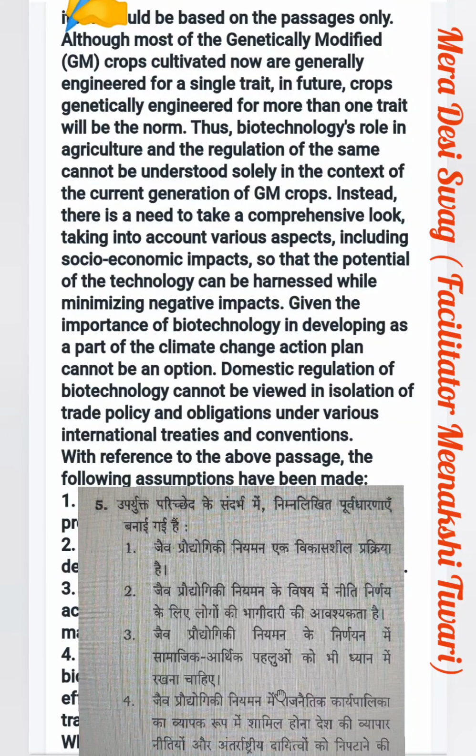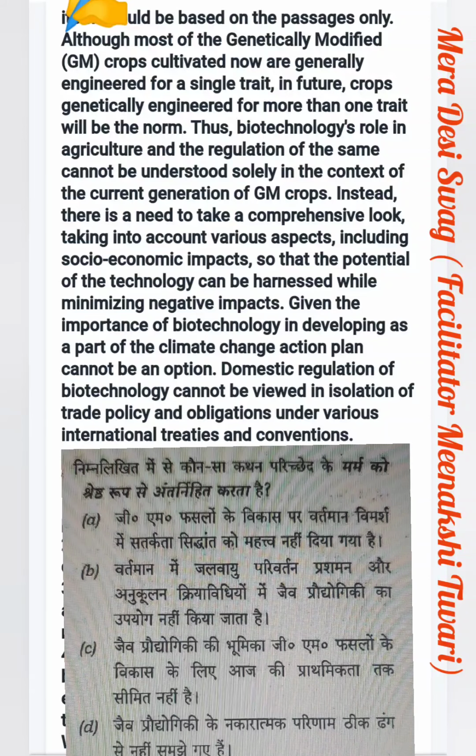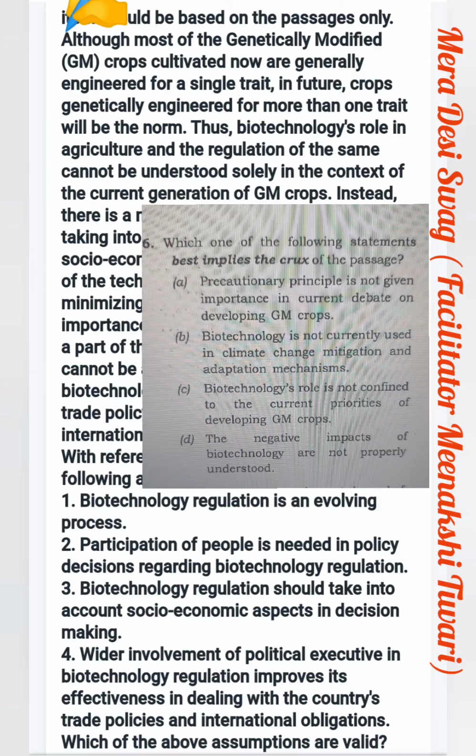Those who want to read the Hindi version can pause the video and read the Hindi version. And this is the Hindi version of the options. D में क्या लिखा हुआ है? जैव प्रौद्योगिकी के नकारात्मक परिणाम ठीक ढंग से नहीं समझे गए हैं. ये ठीक भी हो सकता है, पर यहाँ मेन मुद्दा क्या है? ऑप्शन नंबर C, third option. Would you agree? Would you not? Yeah. So if you look at the third option, option C says, जो कि आपको पोस्टर में दिखा रहा है, biotechnology's role is not confined, not limited to the current priorities of developing GM crops.